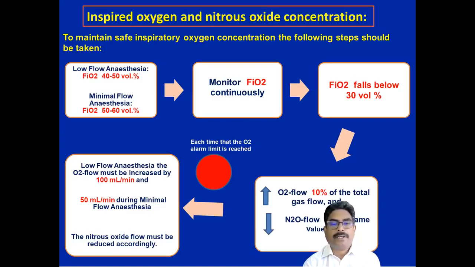Otherwise, if the red alarm blinks for low flow, low FiO2, then what you have to do, in low flow anesthesia, is increase the oxygen flow by 100 ml per minute and simultaneously reduce nitrous oxide by 100 ml. In minimal flow, you increase oxygen by 50 ml per minute and simultaneously decrease nitrous oxide by 50 ml per minute.